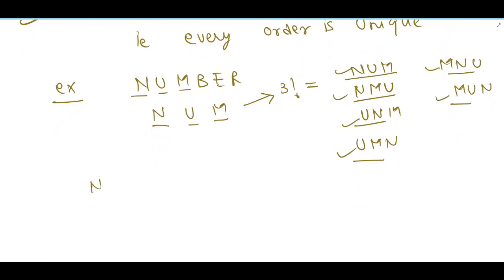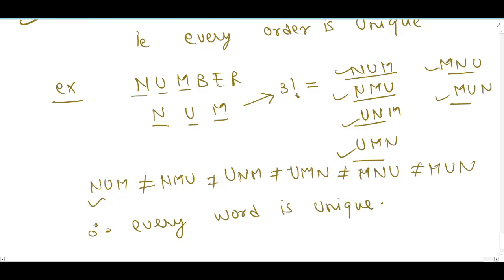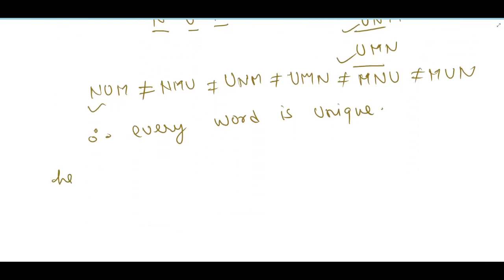That is, we cannot say that NUM is equal to NMU, is equal to UNM, is equal to UMN. So every order is unique. Therefore every word is unique. Hence, in permutation, order is important.